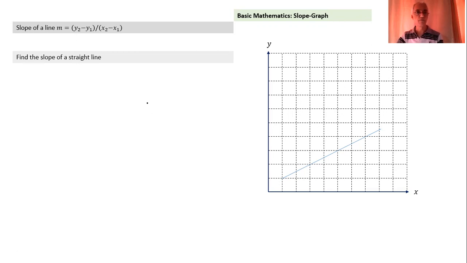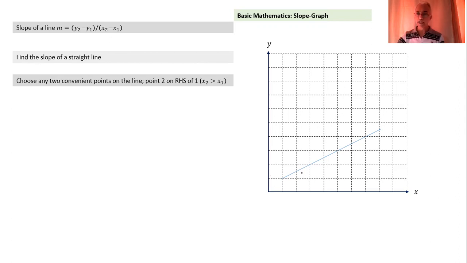So let's do that. For y2 minus y1 and x2 minus x1, we need 2 points. First of all, we need to select 2 points on the straight line. We can choose any 2 points for a straight line, but we choose 2 convenient points. Let's understand what convenience means. Suppose I choose this particular point here, it becomes a little difficult to find the x and y coordinates. But if I choose the point here, which lies on the intersection of grid lines, it becomes easy. So I choose 2 points which are convenient.